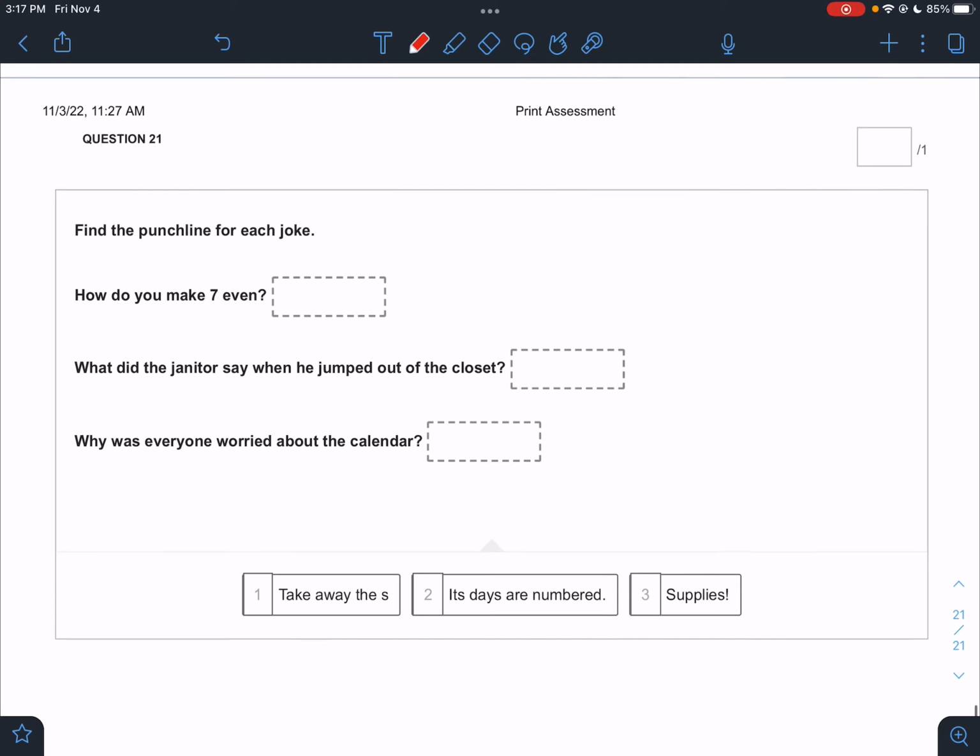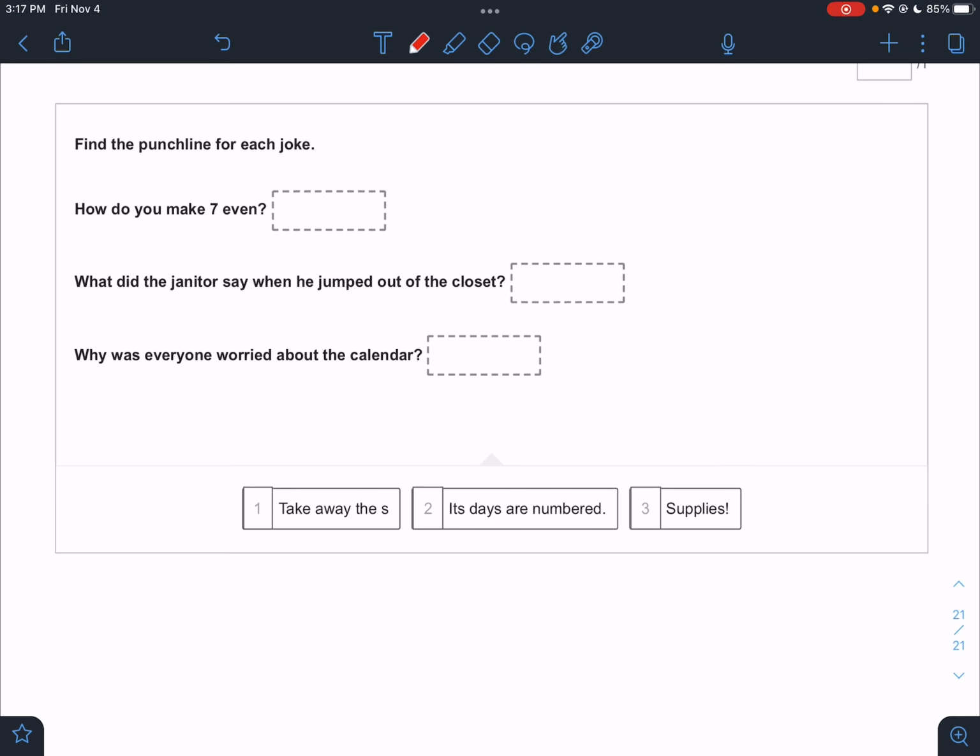Tough question. How do you make 7 even? Take away the S. What did the janitor say when he jumped out of the closet? Supplies! Why was everyone worried about the calendar? Its days are numbered.